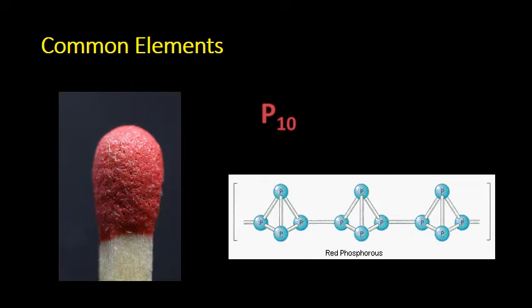Some common elements that we have, but if it's all made up of the same type of atom, it is called an element. On the top of a match, it's made up of 10 different phosphorus atoms all hooked up, but it's still called an element because there's only one type of atom.